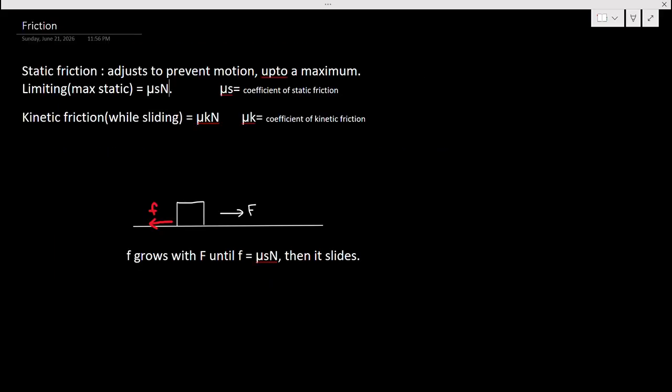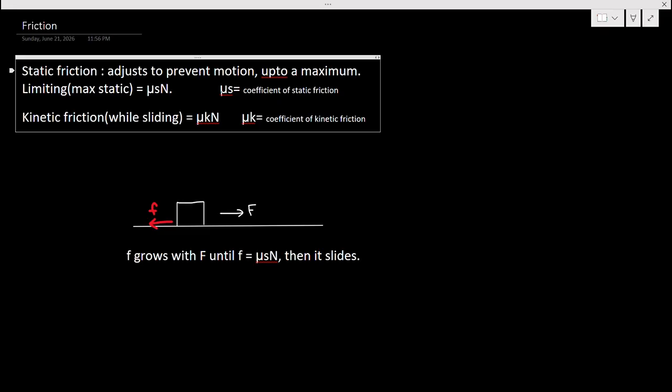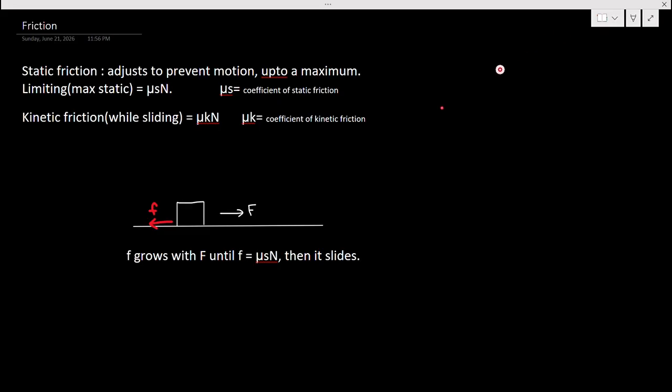Now, friction. Friction is where most students lose marks. There are two kinds of friction, and they are different. One is static friction and one is kinetic friction. Static friction adjusts to prevent the motion up to a maximum. Let's say the block is at rest. I apply a force. It's not that the block will start moving from time zero, right? It will not move at time zero. It will move after some time when I increase the force.